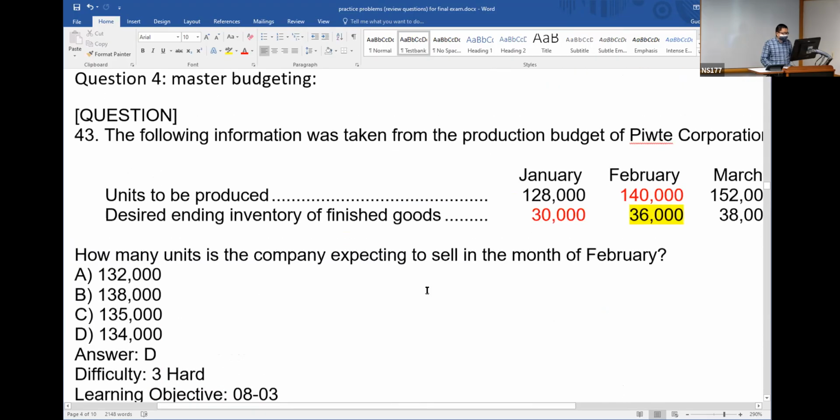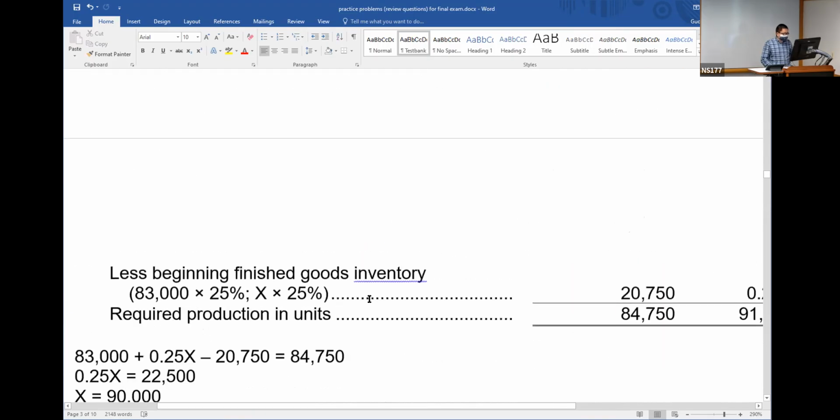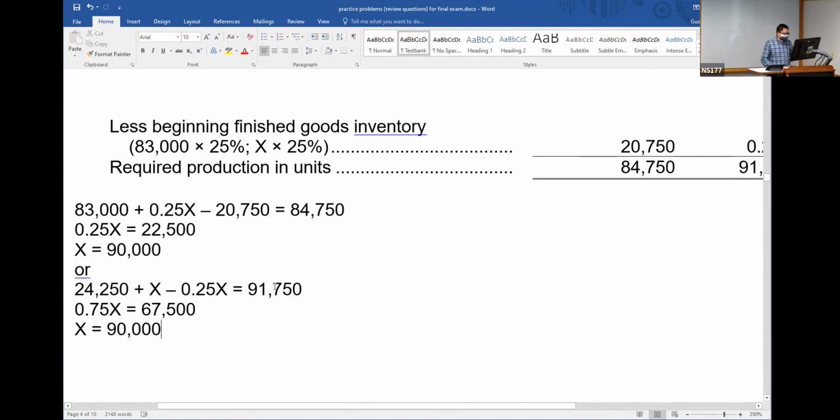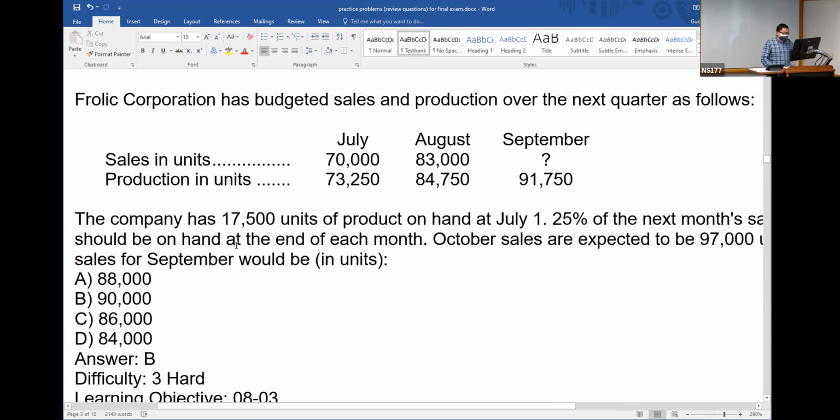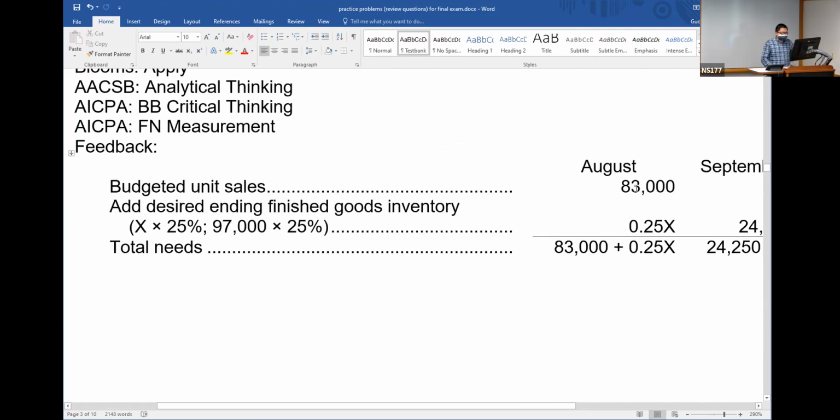You can also review question 3. The way we used to solve question 3 is very similar to the method in question 4. We also need to assume X, and we can solve for X later on.